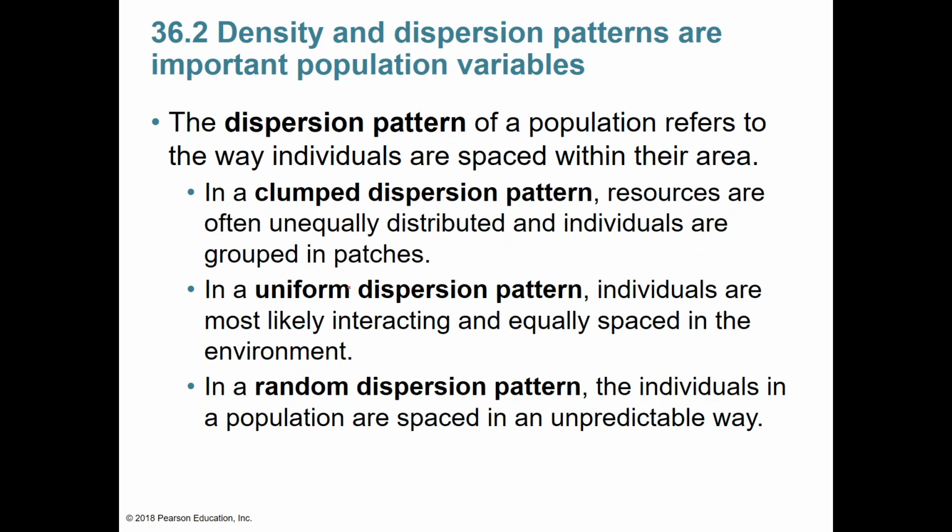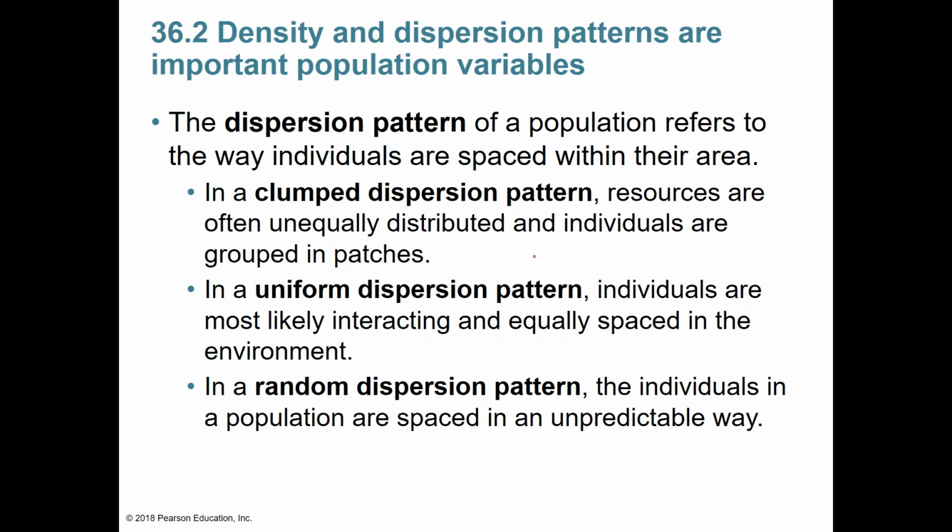The study of population density also talks about not just how many individuals are in a location, but how they're dispersed through that location. So we talk about these dispersion patterns, which is how the individuals space within their defined population area. Some are in a clumped dispersion pattern, and this is usually where the resources are not equally distributed throughout the environment, so they're patched around the resources they need to survive.